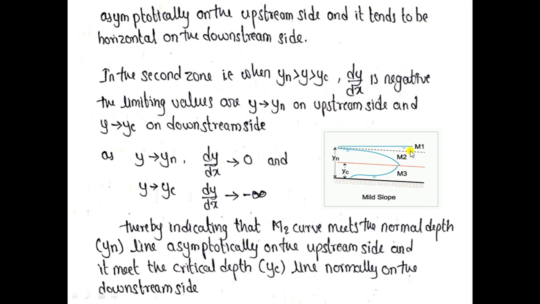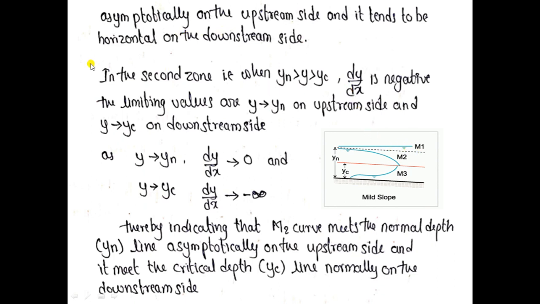So, here you can see the M1 curve is meeting the normal depth line asymptotically. Actually, it is not meeting. Both these curves are almost parallel for an infinite distance, and it tends to be horizontal on the downstream side.